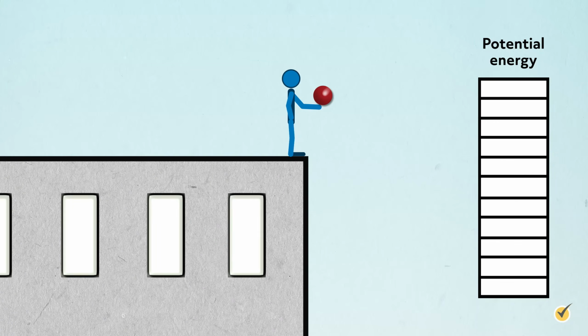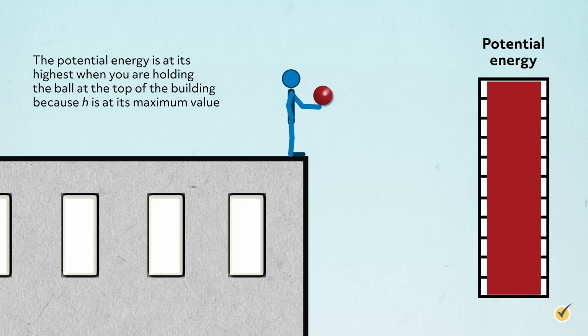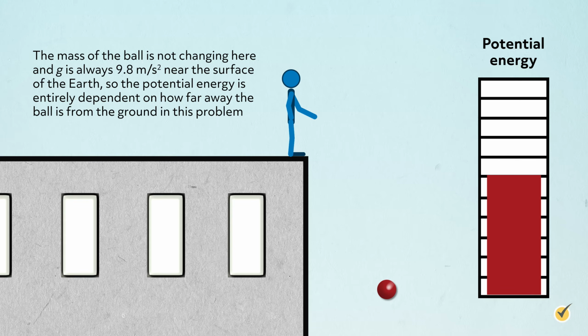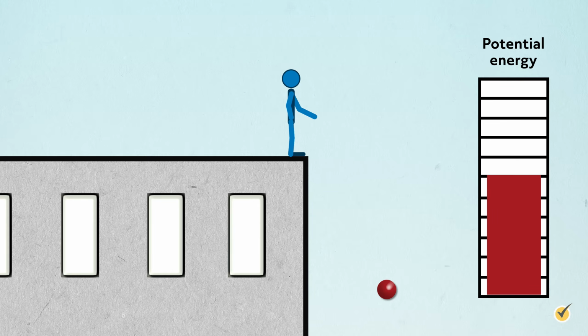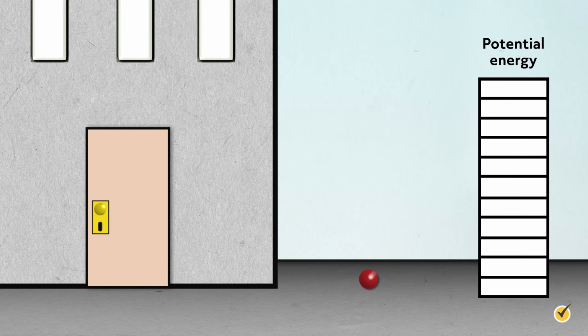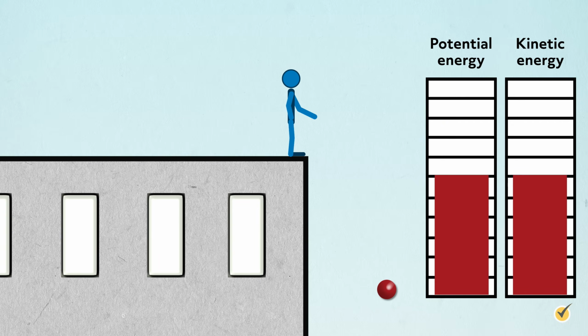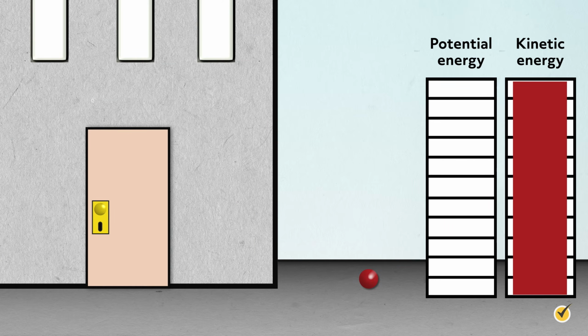So, in our previous example, the potential energy is at its highest when you are holding the ball at the top of the building because h is at its maximum value. The mass of the ball is not changing here, and g is always 9.8 meters per second squared near the surface of the Earth. So the potential energy is entirely dependent on how far away the ball is from the ground in this problem. When the ball hits the ground, it has no more potential energy. It's important to understand that during the fall from the top of the building to the ground, the ball has both kinetic and potential energy, and both are constantly changing.